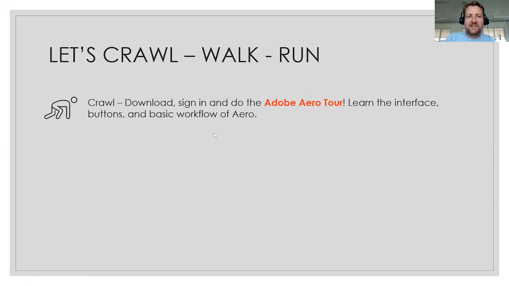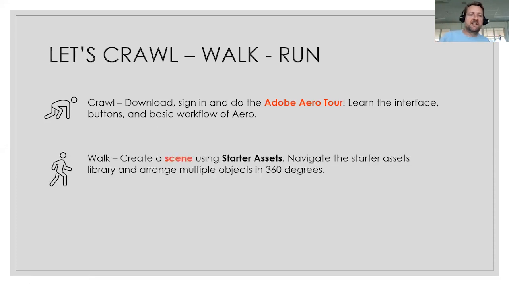So as we go forward, crawling is just going to be walking through the Adobe Aero tour where we place down a robot that we animate and we drop in a kind of bookshelf toy store background as well. And then going on from there, the next step will be to walk, and that's to create a scene using the starter assets. Adobe Aero has lots of drop-in objects.